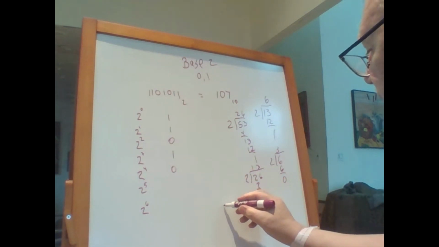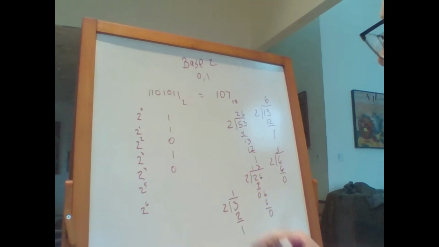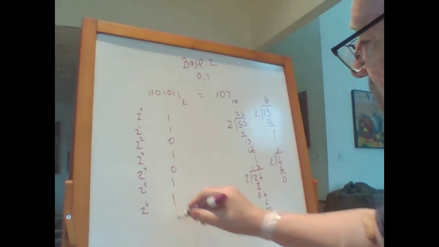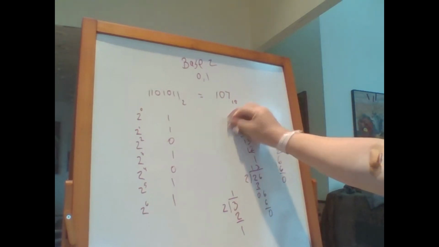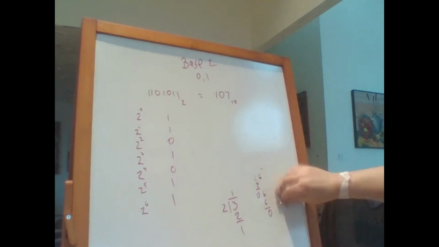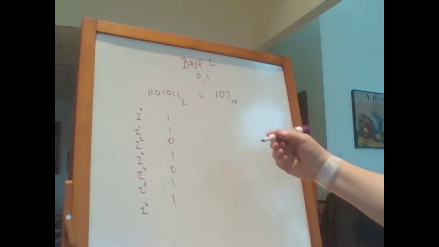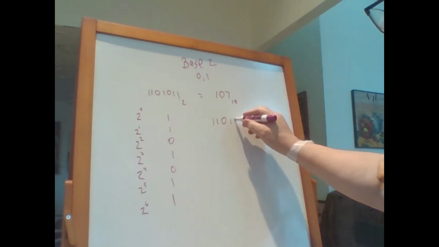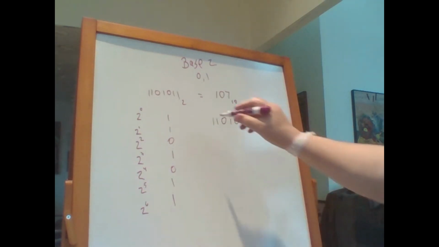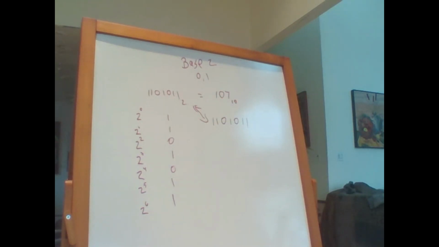2 into 3 goes once. The remainder of 1, 1, and 1. So that's our number, base 2. We've converted from base 10 to base 2, so that would be 1, 1, 0, 1, 0, 1, 1. And that's exactly what we got. So that's pretty cool stuff.